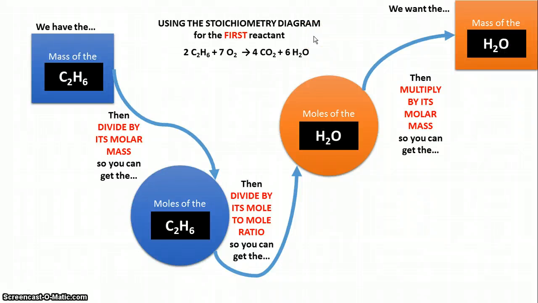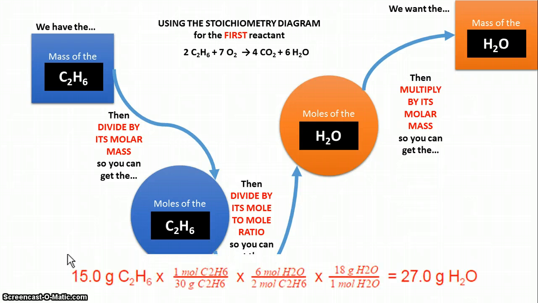So go ahead and see if you can convert the mass of C2H6, which is 15 grams, all the way to the mass of water produced. Here is the math showing how to do this problem. If you need help setting up this math, you gotta make an appointment to come see me before the test. So that is how you find the amount of water made if you burned all 15 grams of C2H6.